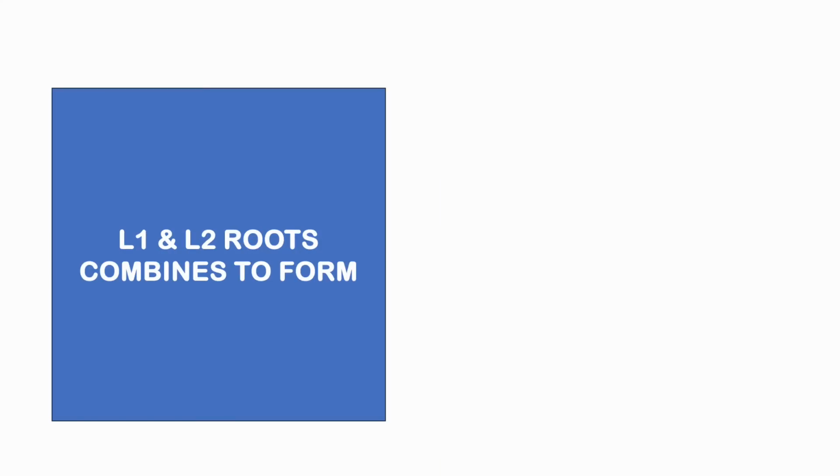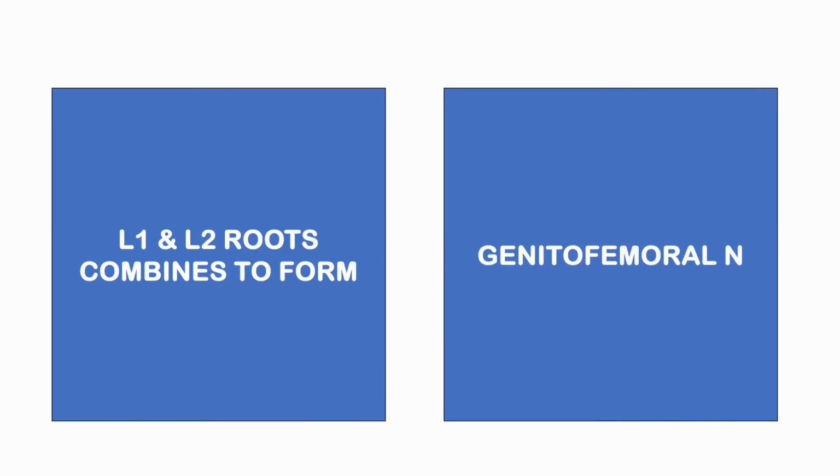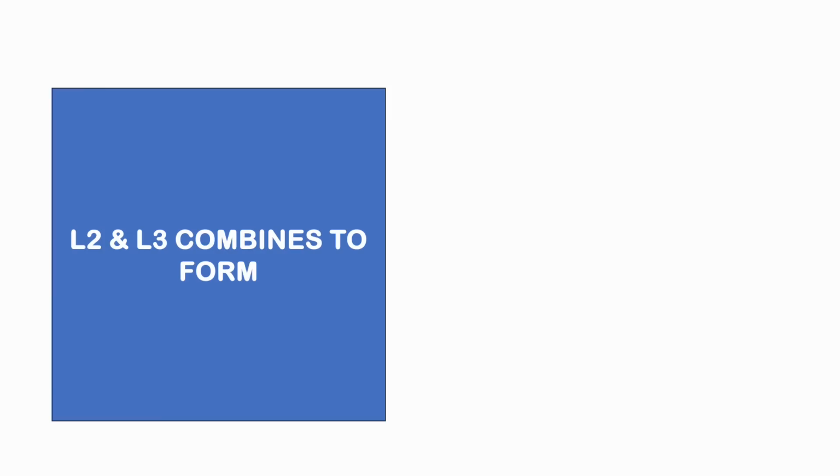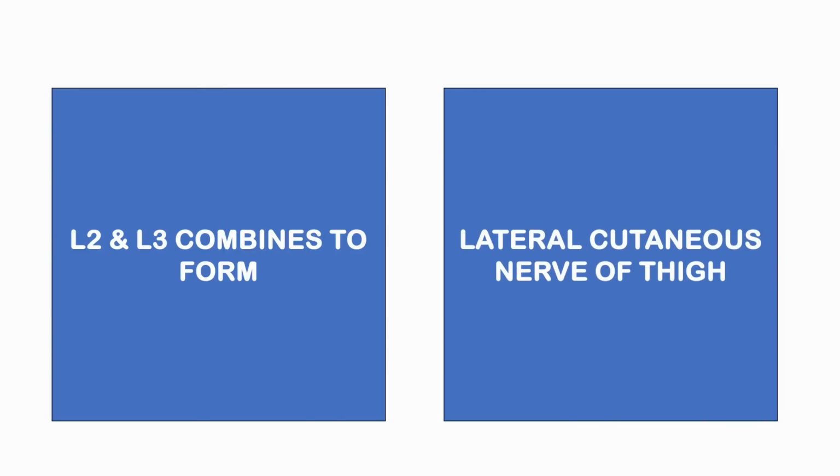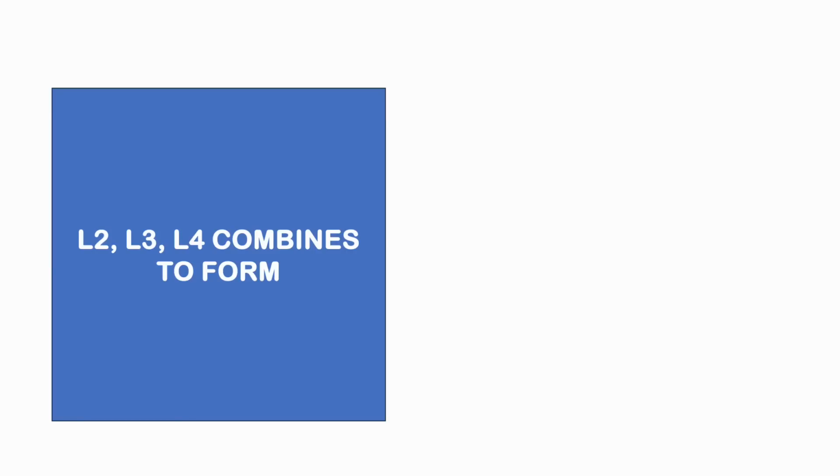L1 and L2 roots combine to form genitofemoral nerve. L2 and L3 combine to form lateral cutaneous nerve of the thigh. L2, 3, 4 combine to form femoral and obturator nerve. Boundaries of femoral triangle, you need to know this.